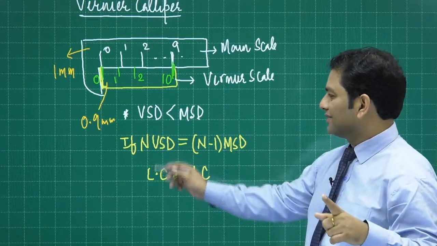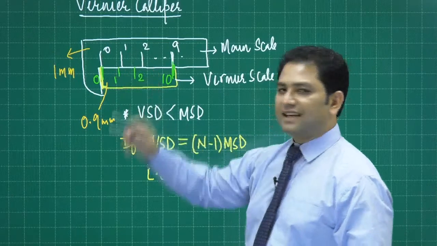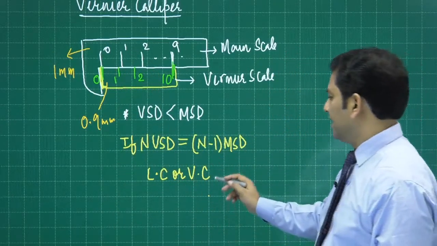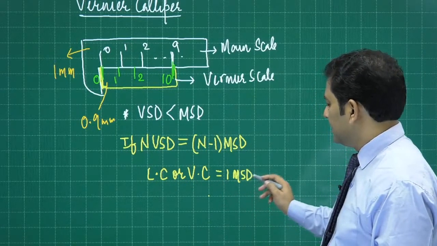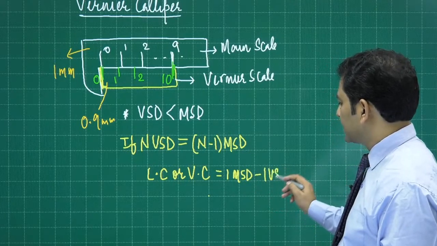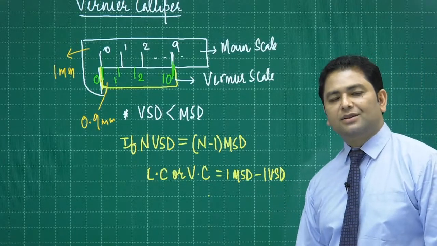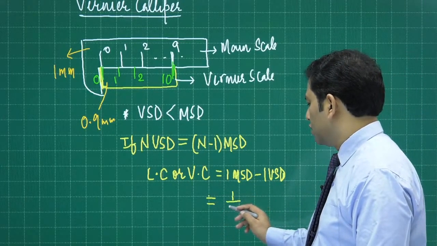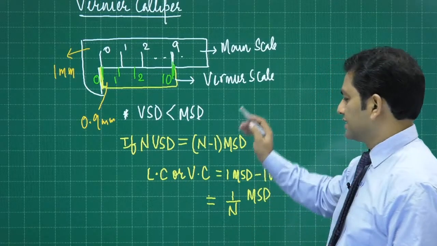Now just get used to this. This is the vernier scale division. This is the main scale division. And the least count of the vernier is 1 MSD minus 1 VSD, 1 main scale division minus 1 vernier scale division, and that is also equal to 1 by n MSD. If you put it there, you get this much.